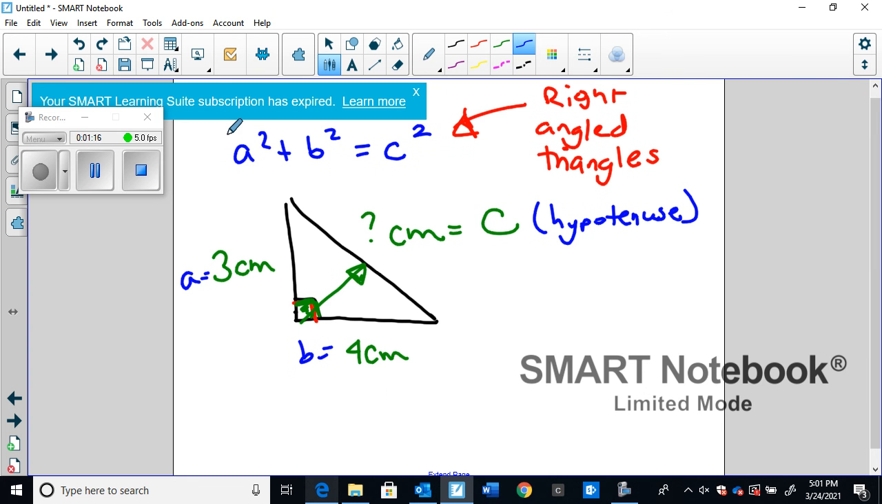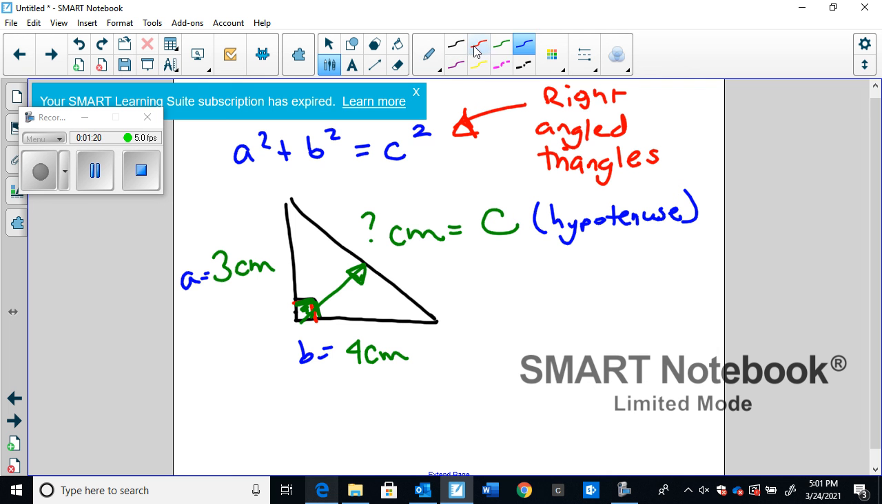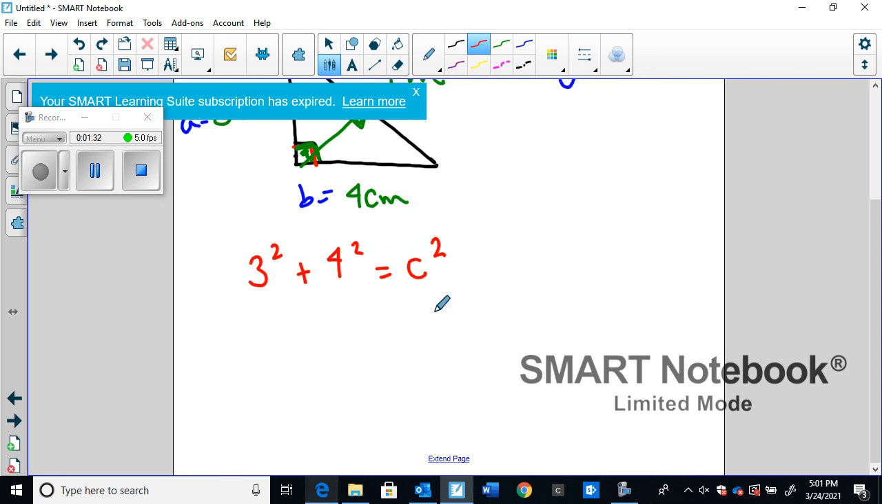Then the next thing we're going to do is fill these numbers in for our formula. So my A is going to be A squared. Well, my A is 3, so it's going to be 3 squared, plus my B is 4, so it's going to be 4 squared, equals, and then we don't have C, so we're going to leave it as it is. Now 3 squared means 3 times 3, which is 9. 4 squared means 4 times 4, which is 16. Now 9 plus 16 gives us 25. That's going to equal C squared.